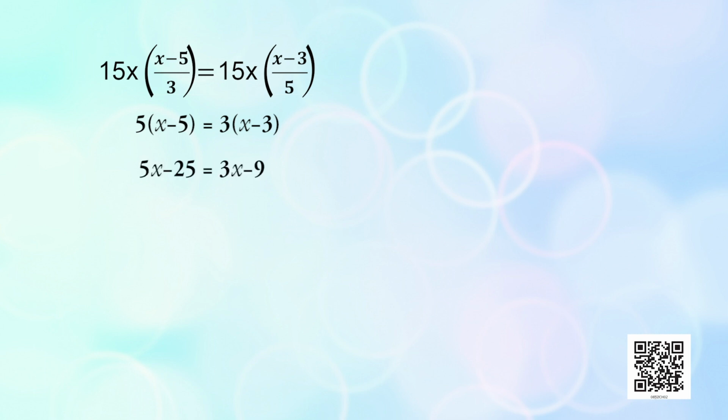That is 5x minus 25 is equal to 3x minus 9. Take the x terms at one side and constant on the other side, it becomes 5x minus 3x is equal to minus 9 plus 25. That is 2x is equal to 16 and x is equal to 8.